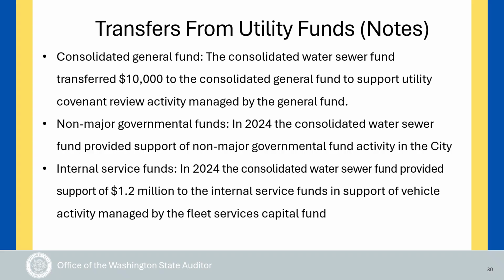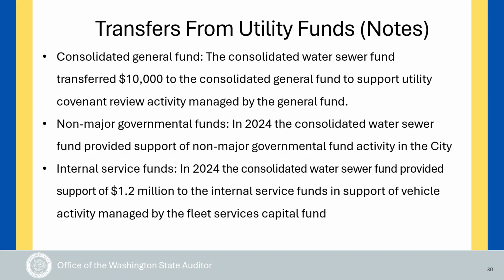Let's look at the 3 major items for these transfers. The first one is a transfer to the consolidated general fund. Based on the information provided in the note, the general fund is providing review services to the water sewer fund. This should be an expense to the water sewer and a revenue in the general fund. This transaction should be treated the same as if the general fund was performing the service for an external party.